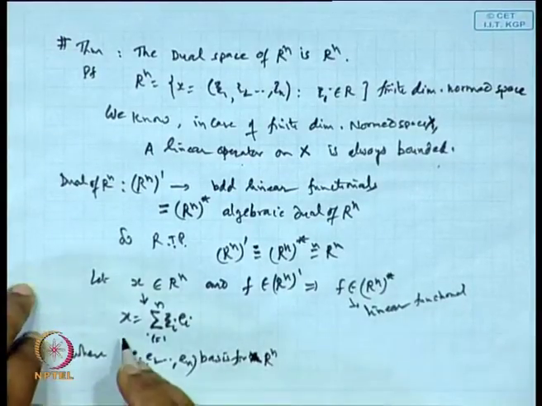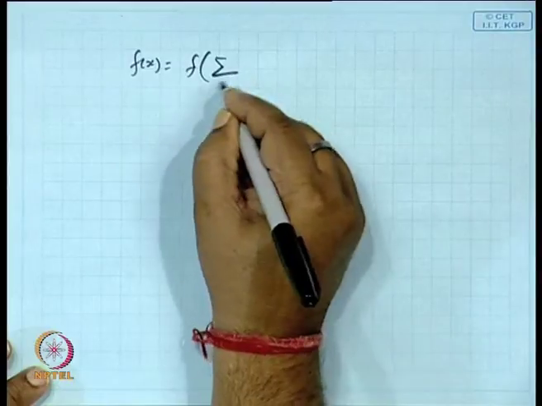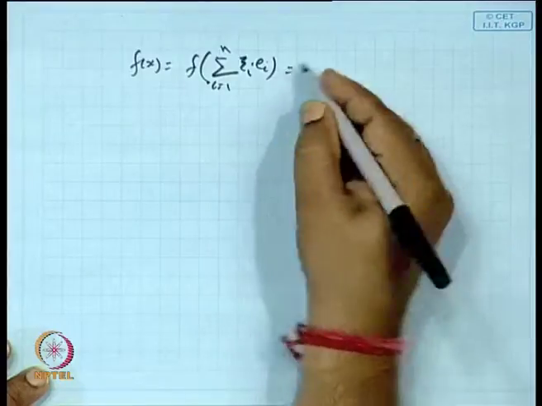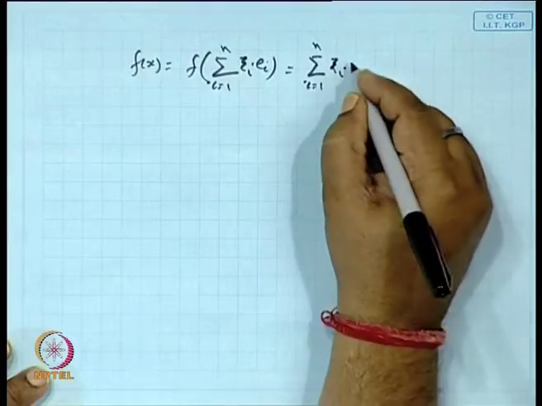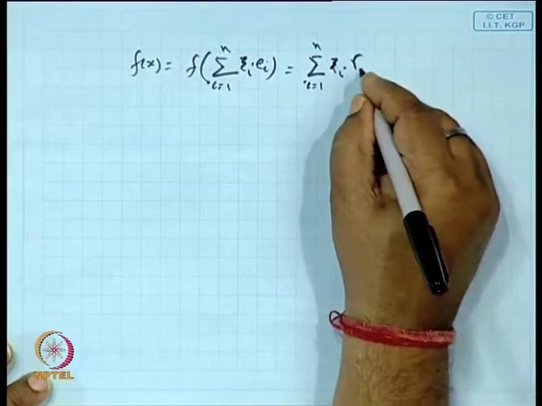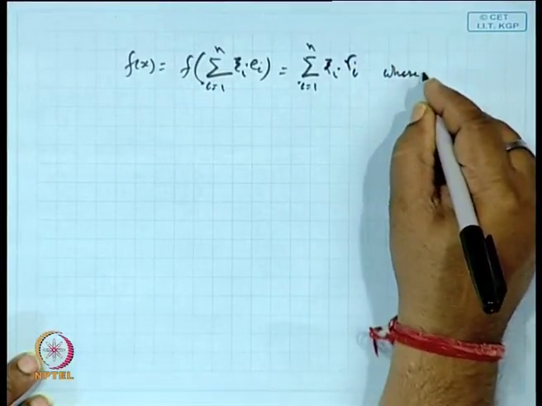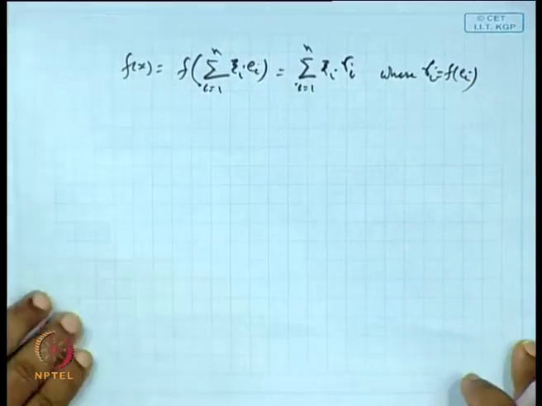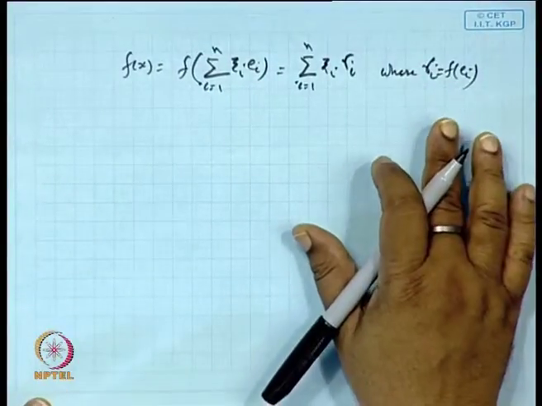So, we can write f of x equal to f of sigma i is 1 to n x_i e_i, and that will be the same as sigma i is 1 to n x_i f of e_i, which I am writing as gamma_i, where gamma_i is equal to f of e_i. Is it correct or not?